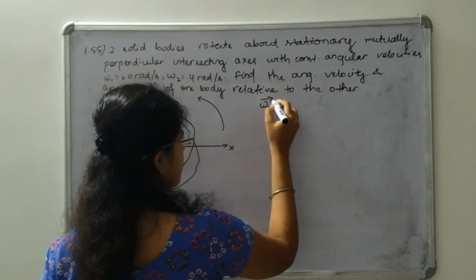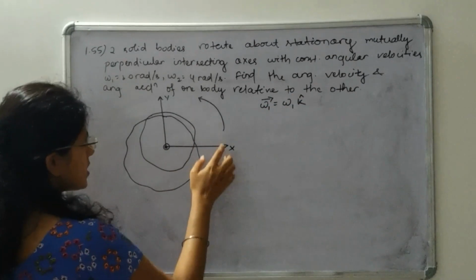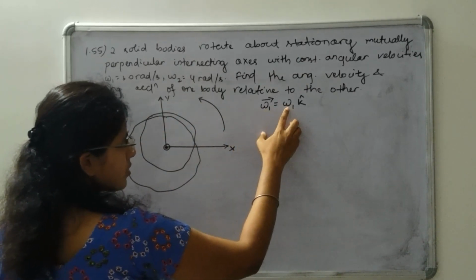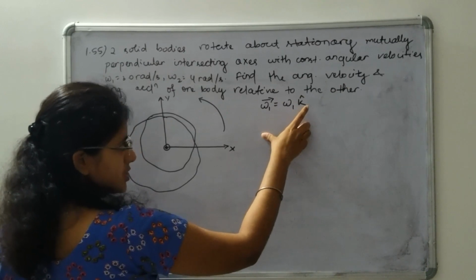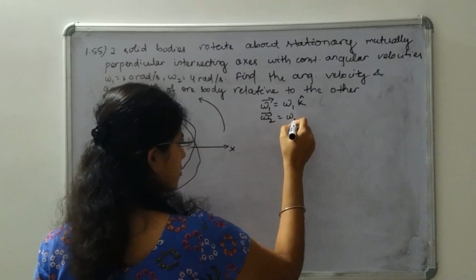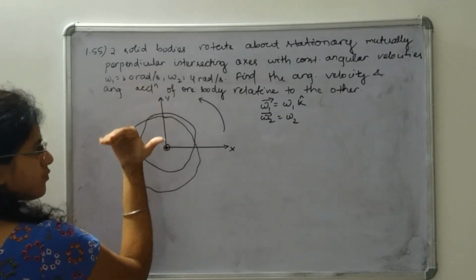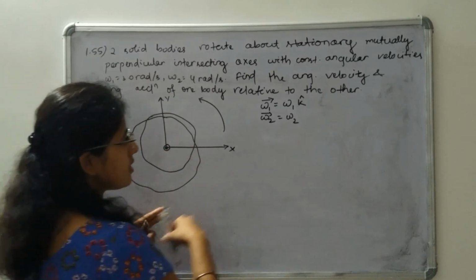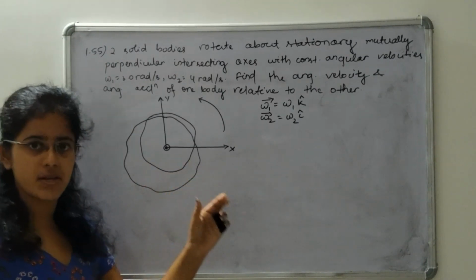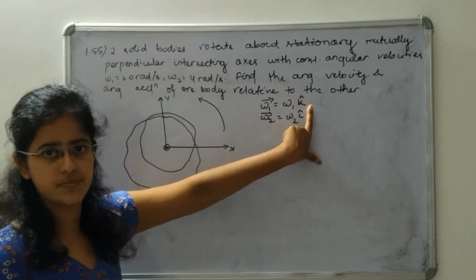So omega 1 vector is how much? Omega 1 into k cap, that is, it is rotating in the xy plane along the z direction. So omega 1 vector is equal to omega 1 magnitude into the direction k cap, and omega 2 vector is omega 2 magnitude and the direction is along i cap, that is, it is rotating in the yz plane. Every vector has a particular magnitude and direction. So this is the vector, this is magnitude and this is direction.